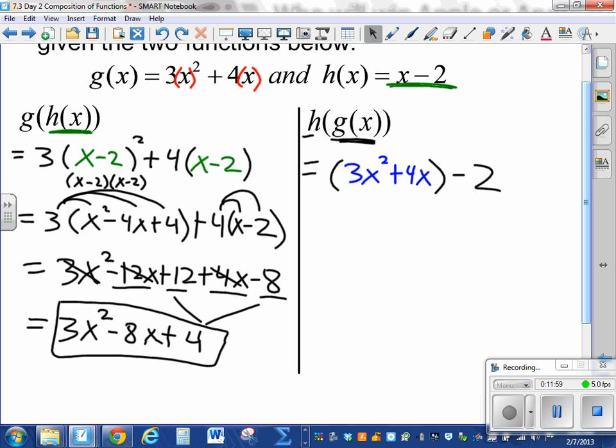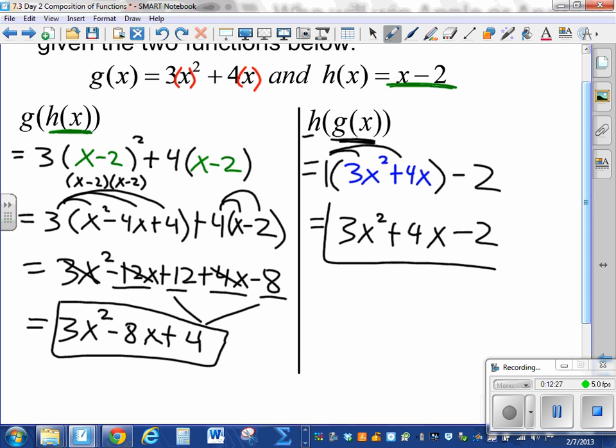There's nothing really to do here, but take the parentheses off. That way you can combine if there was any like terms. To take the parentheses off, you can just drop them. But remember, the only reason why you're allowed to drop them is because you're multiplying by a 1. So it's going to be a 3x squared plus a 4x because you're multiplying by that 1, and then minus 2. No like terms, so that is your final answer. So that side was actually a lot easier.